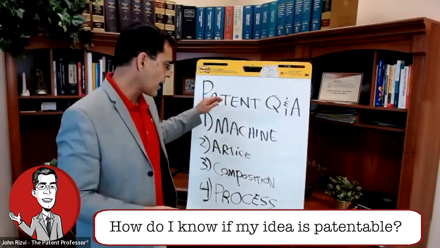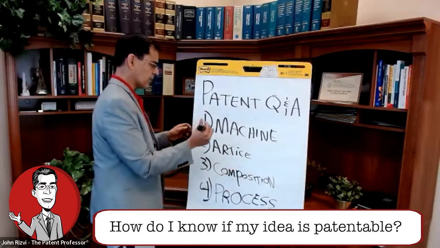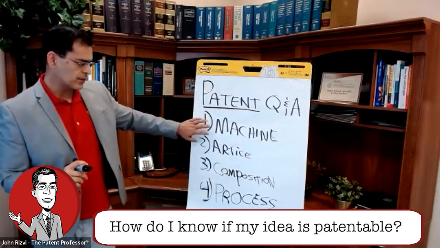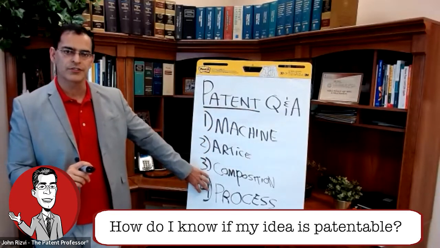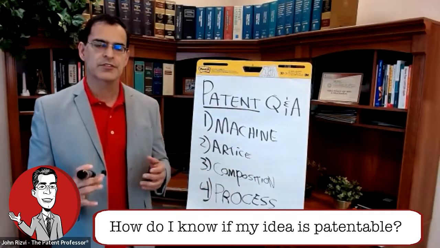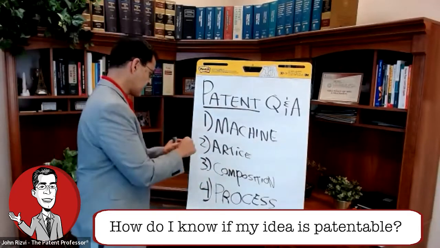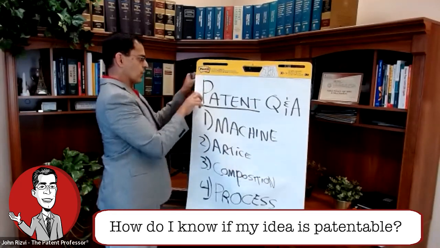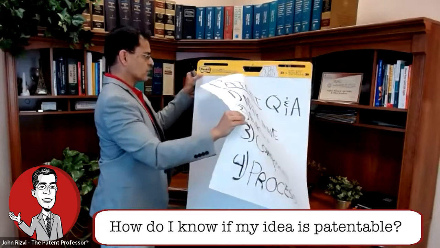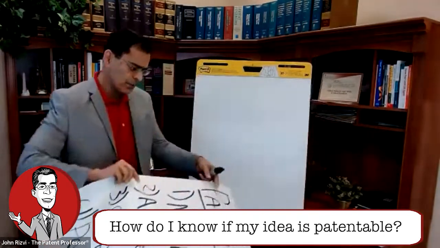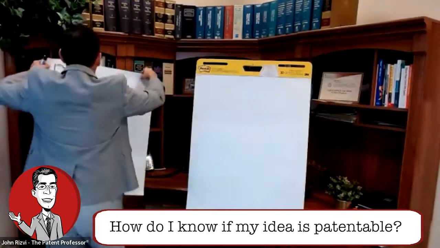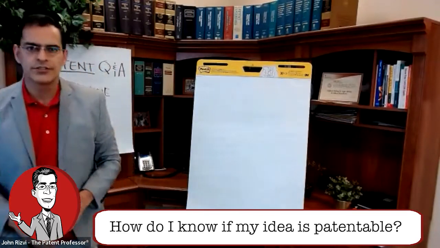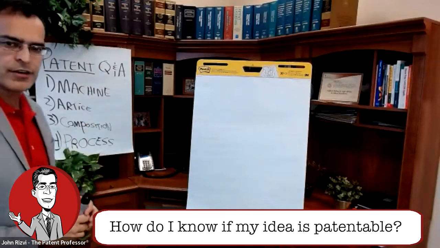But if you want a patent, and we're going to focus primarily on patent questions today, your idea has to fit one of these 4 categories. So that's the first step. That's the first thing to check for patentability. Now, if your idea fits one of these 4 categories, then there's something else to check for, and I'll get to that as well. I'm going to put this up here because I might be coming back to this in a moment. But these are the 4 categories for patentable subject matter.